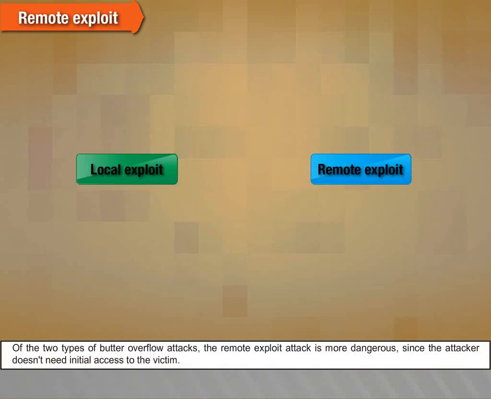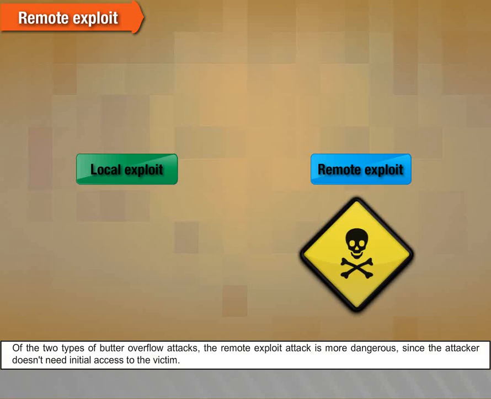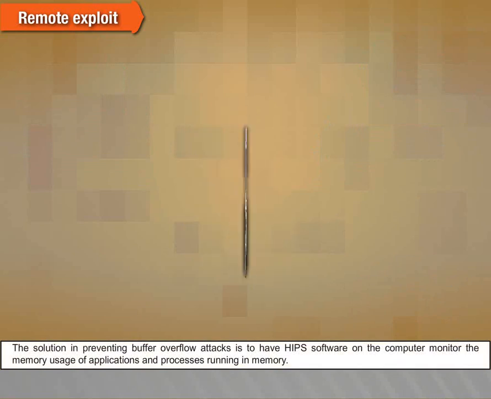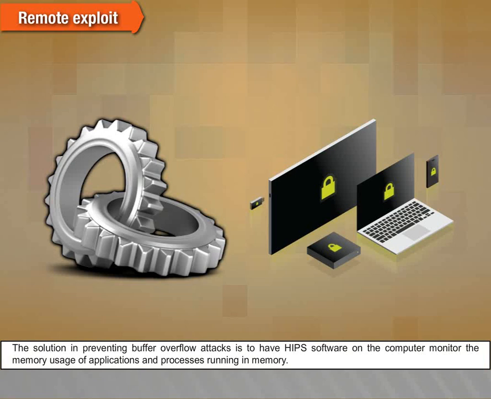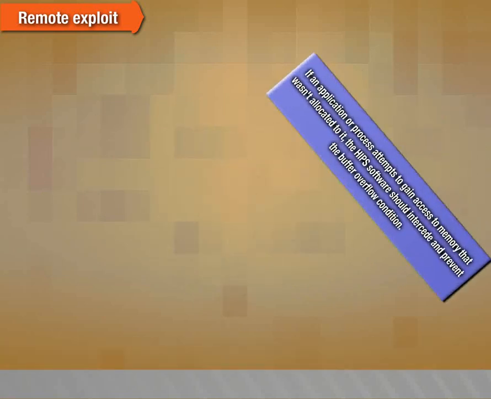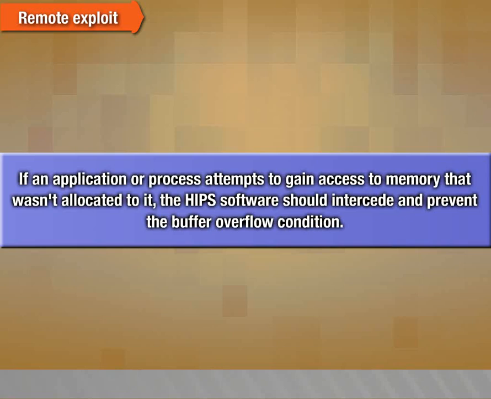Of the 2 types of buffer overflow attacks, the remote exploit attack is more dangerous since the attacker does not need initial access to the victim. The solution in preventing buffer overflow attacks is to have HIPS software on the computer, monitor the memory usage of applications and processes running in memory. If an application or process attempts to gain access to memory that was not allocated to it, the HIPS software should intercede and prevent the buffer overflow condition.